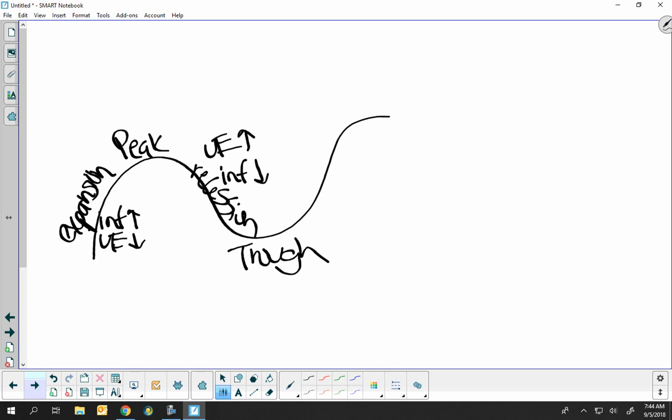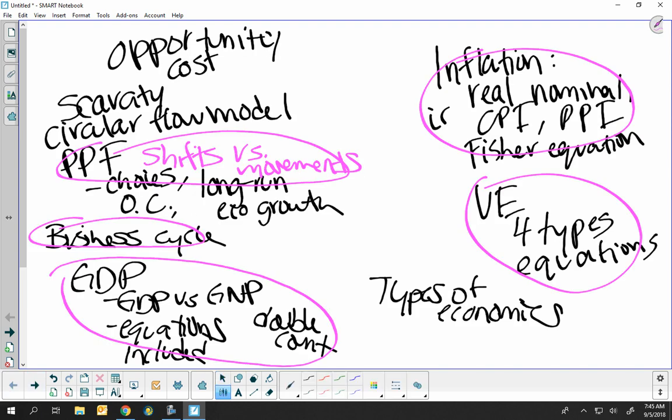What's another way to say recession? Contraction. Hey, using those big words. Okay, let's see what else was on our list. We just did the business cycle. Fantastic. Let's do PPF, shifts versus movements.